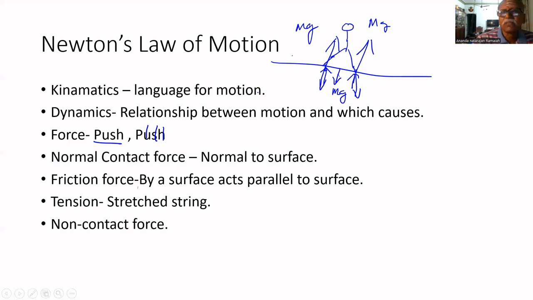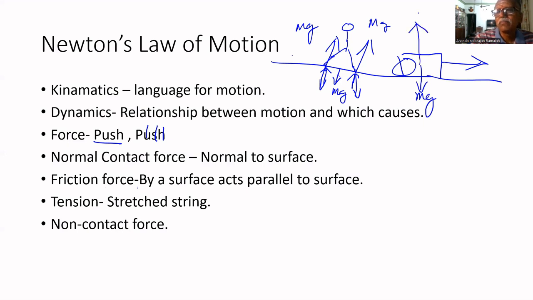Friction force. Suppose a vehicle or a mass is moving along this surface. Its weight acts downward, mg. An equal and opposite force acts upwards, that is also mg. Suppose we are applying a force F in this direction, and this mass moves towards the right, then another force will act towards the left.